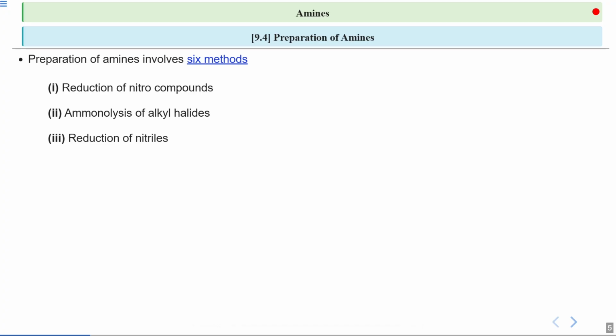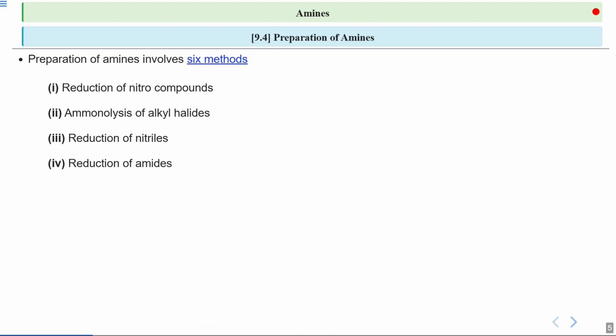Third one is reduction of nitriles. So here a nitrile group, which is carbon triple bonded to nitrogen, is reduced. How? By adding a hydrogen to form a primary amine. Okay, if I give you an example, then reducing ethane nitrile, it gives us ethyl amine.